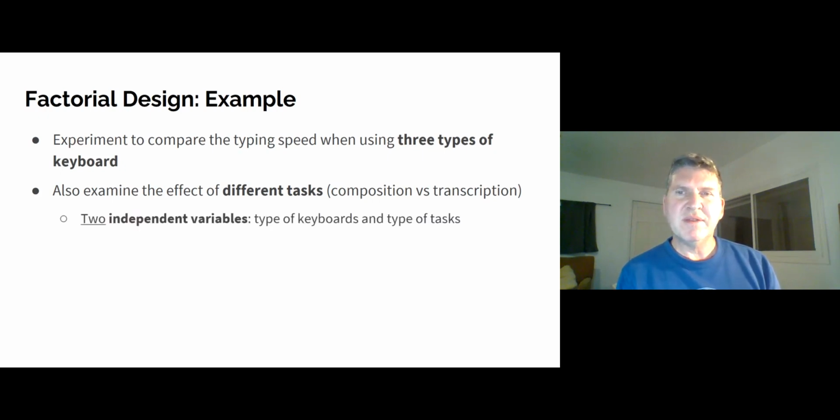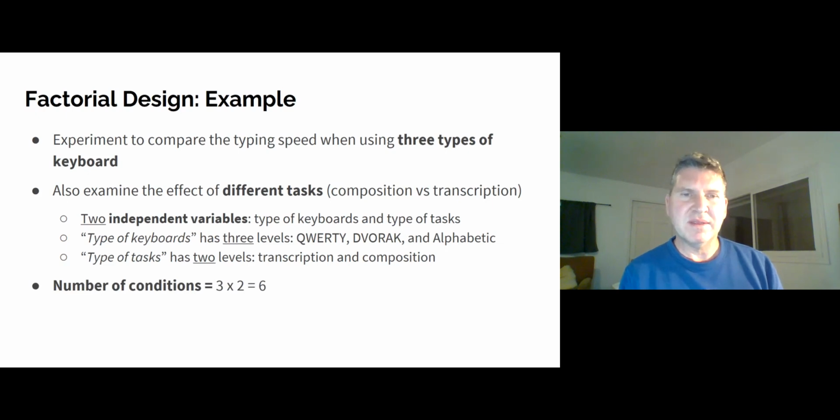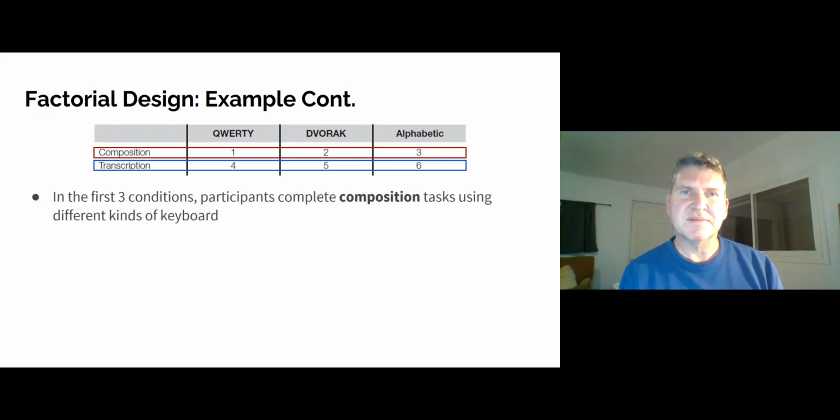So we have 2 independent variables, they're bolded, and then we have 3 different types of keyboards and 2 different types of tasks. So we have 2 times 3, or 6 different conditions we have to evaluate. So here you can see this might be how we would divide up the tasks. So for composition, you can see 1, 2, 3, transcription 4, 5, 6, and that's how we come up with those 6. So in the first, they complete composition.